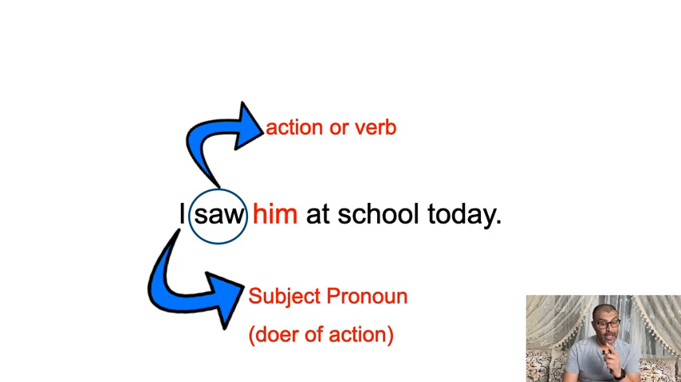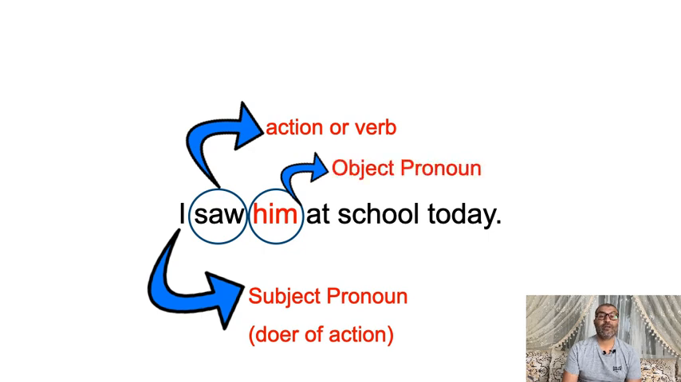Okay, and him is the object pronoun. So I am the subject pronoun and him is the object pronoun.